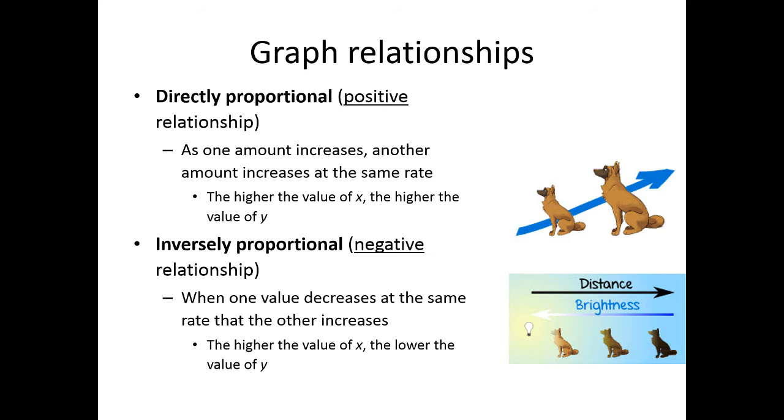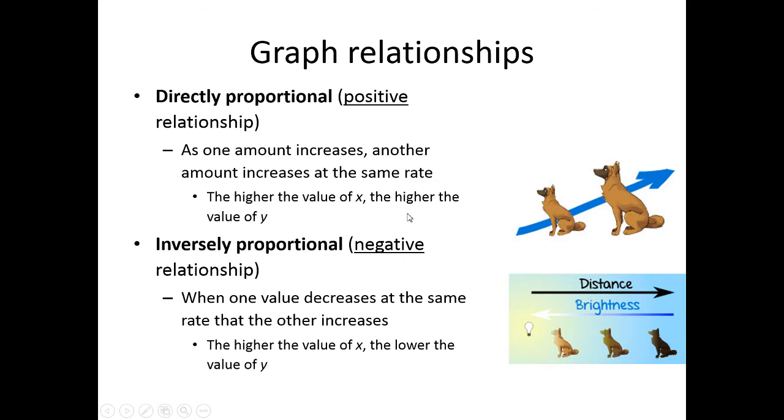More about scatterplots. We need to talk about graph relationships. I mentioned how there was a direct proportion, a positive relationship. The more time you spend studying, the higher score you'll get. That's called a direct proportion, or a positive relationship. Positive meaning it's going in the upward direction. As one amount increases, another amount increases at the same rate. The higher the value of x, the higher the value of y.